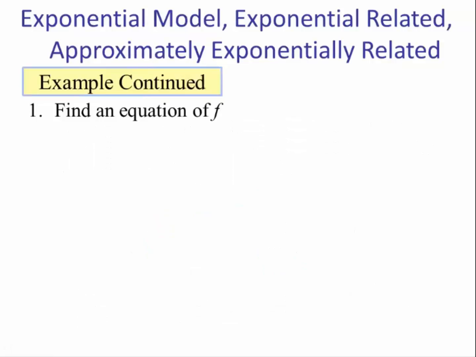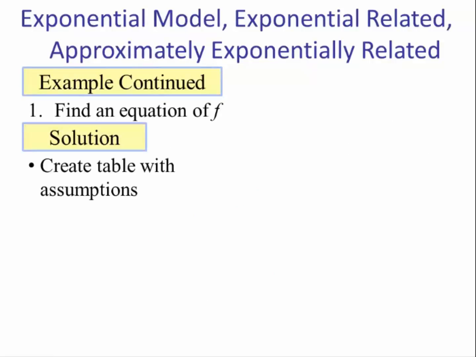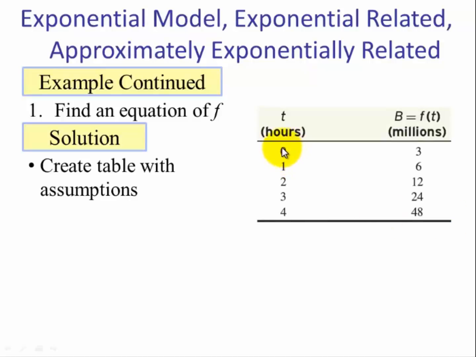Number 1. Find an equation of f. Solution. We first want to create a table with the assumptions. So at 0 hours, when t is 0, we have 3 million. 1 hour later, it doubles. 1 hour after that, it doubles. Then it doubles again the next hour, and then the next hour.